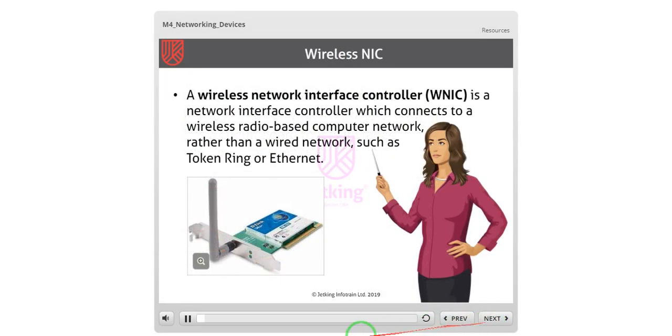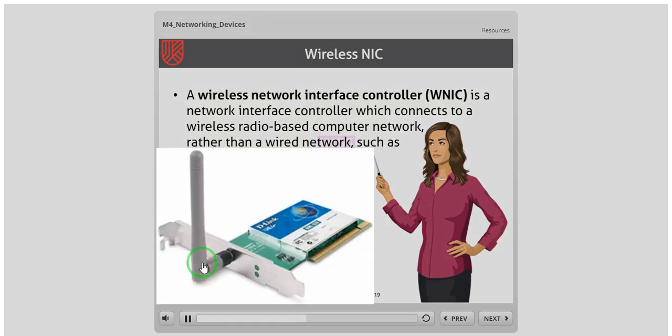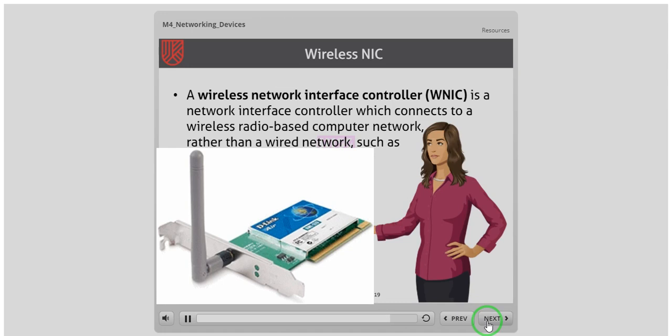A wireless network interface controller is a network interface controller which connects to a wireless radio-based computer network rather than a wired network such as Ethernet. Personal computers and workstations on a local area network typically contain a network interface card specifically designed for the LAN transmission technology. The image shows the wireless NIC that can be connected to a PC or a desktop to form a wireless network.